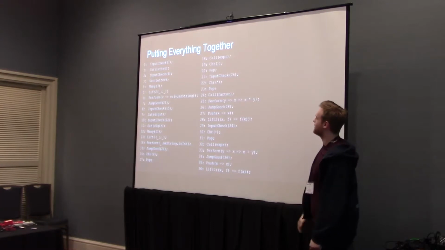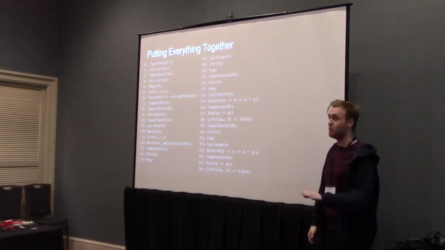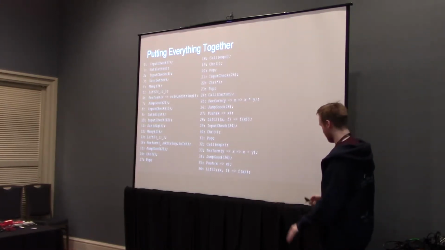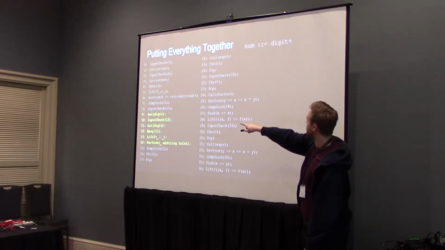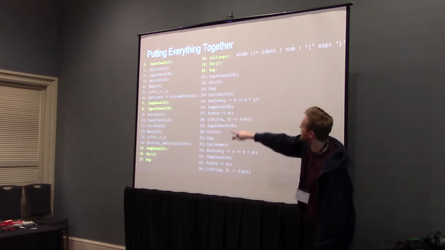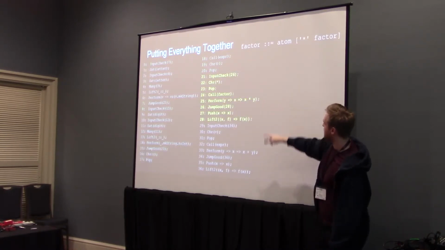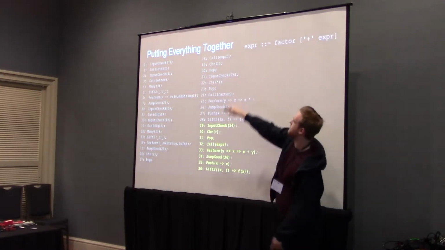So here's everything put together. This is quite a small example, but it already generates quite a lot of instructions. So to make them clear, there's where our identifier is, there's where our numbers are. This is everything that encapsulates an atom, a factor, and the expression is basically everything.